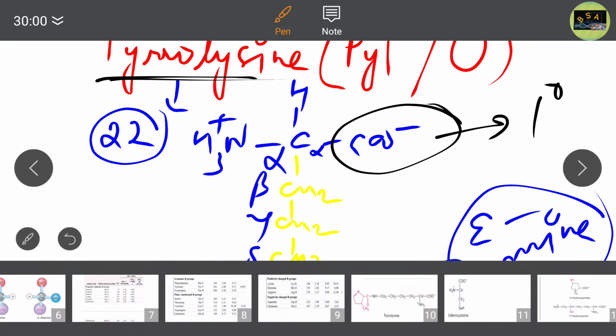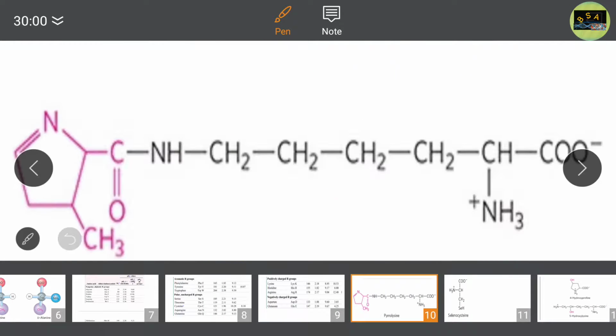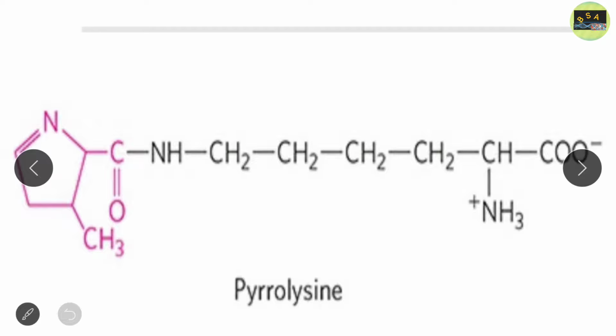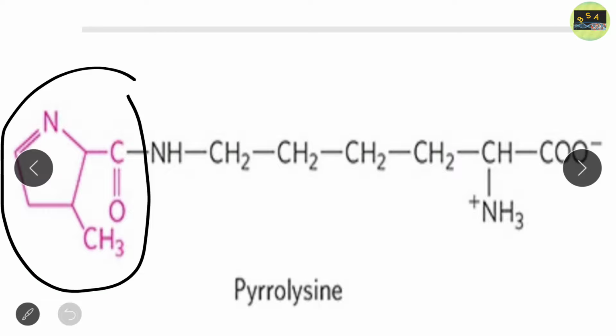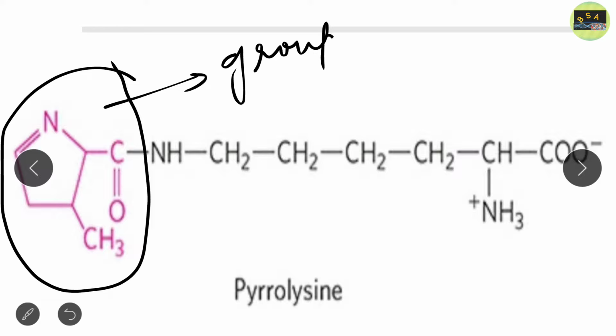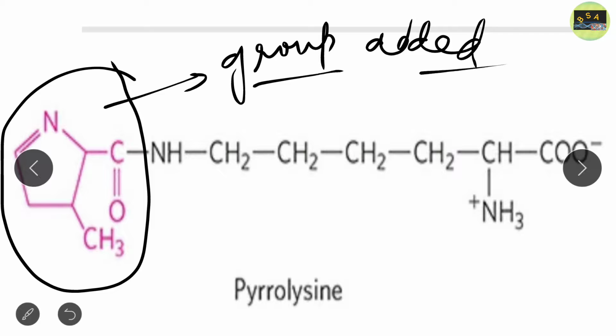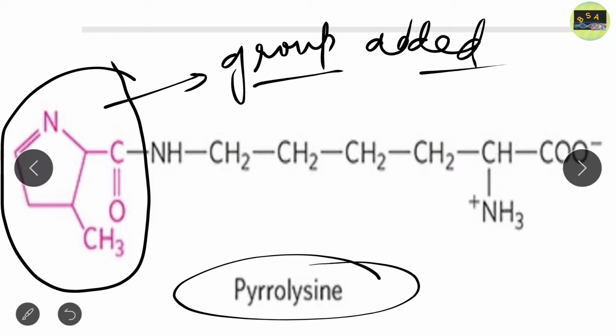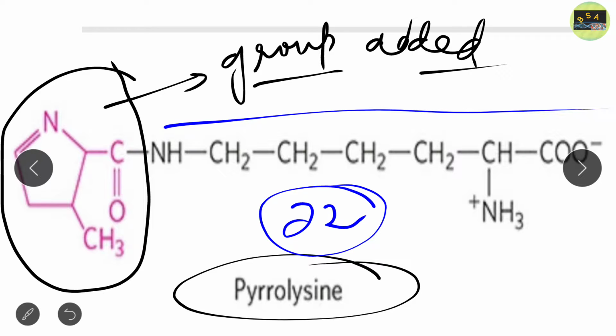Now I am going to show you the structure of pyrrolysine. Just look at the structure. This is the structure of pyrrolysine. Here a pyrrole group is basically added, and because of this group, this structure is considered to be pyrrolysine. But remember, this is not a modification, this is the 22nd amino acid. I am going to explain all these things. The rest of the structure is basically similar to that of lysine.